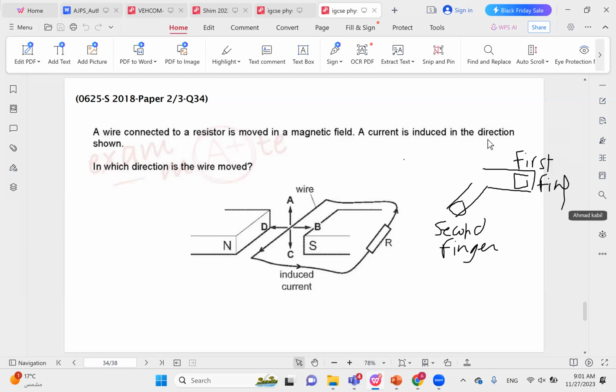Why is that? So the second finger is in the direction of the current. So the current here, I'm going to draw it in green. This is the direction of the current, right? So this should be the direction of your second finger. And then your first finger should point in the direction of the field, which I'm going to draw in red. From north to south, this is the direction of the field. So this should be the direction of your first finger. If you try it with your hands, the only way that this works is if your thumb is pointing downwards.